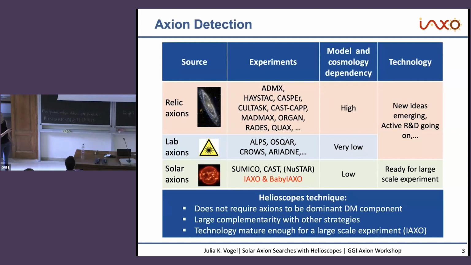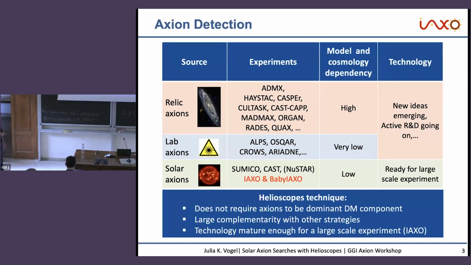There is some difference in the model dependency. It tends to be higher for the relic axion and lower for solar axions. There are different solar models, but generally the differences do not affect the expected axion rates too much. And if you want to go for the lowest, obviously, you have to produce them yourself in the lab. That will reduce it the most.